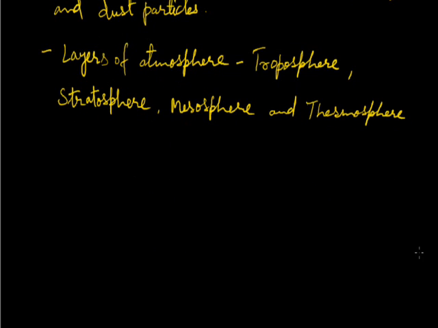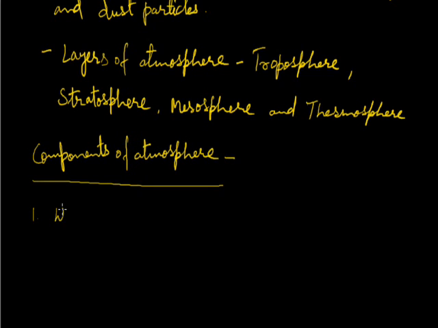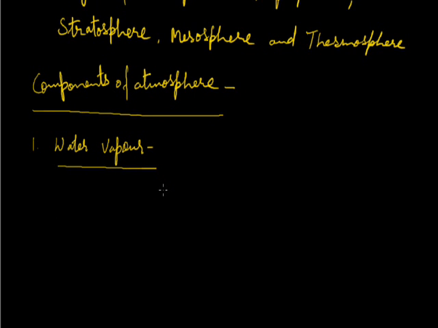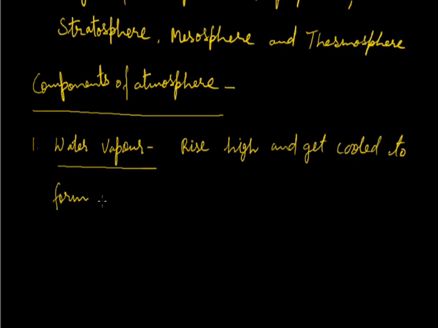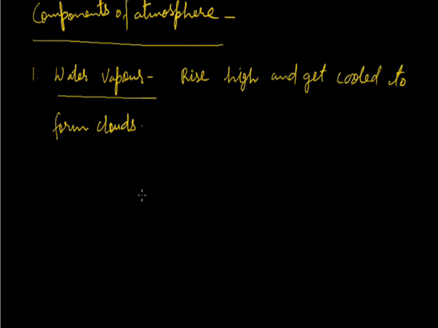Now, components of atmosphere: what kind of substances constitute the atmosphere? The first component, water vapor. In atmosphere, moisture is present as water vapor. Water vapor rises high up in the atmosphere and gets cooled to form clouds. These clouds bring rain both on land and ocean.